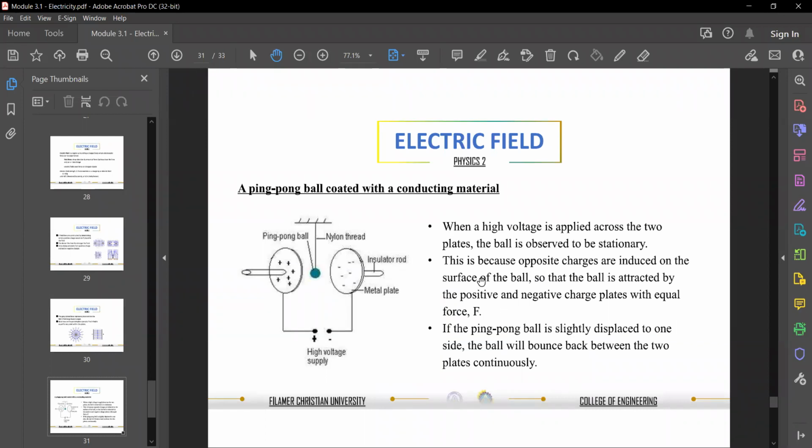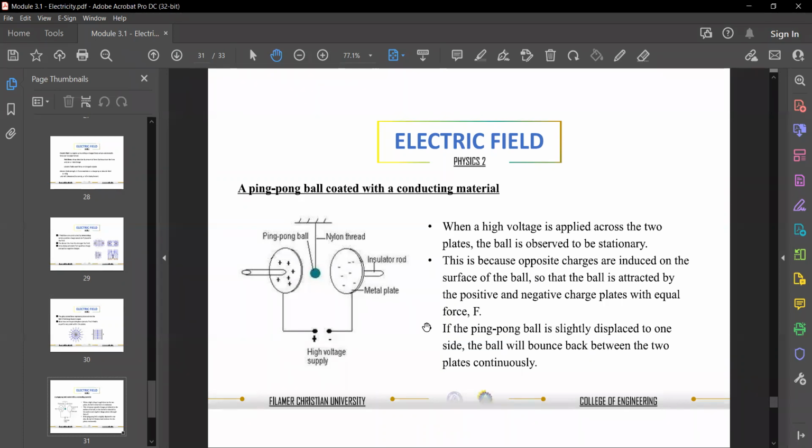Okay, so a ping pong ball coated with a conducting material. Let's check for this example. When a high voltage is applied across two plates, here you have your insulator rod and metal plate, the ball is observed to be stationary. Meaning hindi siya gumagalaw.